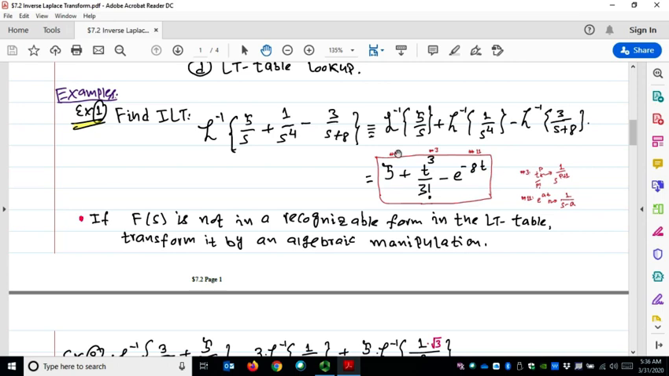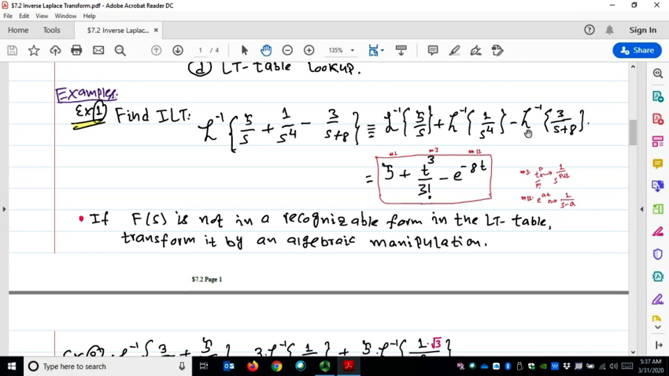Then by looking at the Laplace transform table, we can pull the 5 outside, and the inverse Laplace transform of 1 over s is 1, so 1 times 5 is 5. We use formula number 1. And then for the second term, we use formula number 3. Formula number 3 says the Laplace transform of t to the power p over p factorial is 1 over s to the power p plus 1. So in our case, let's put p equals 3. So 1 over s to the power 4. So the inverse Laplace transform of 1 over s to the power 4 becomes t to the power 3 over 3 factorial, which is this one.